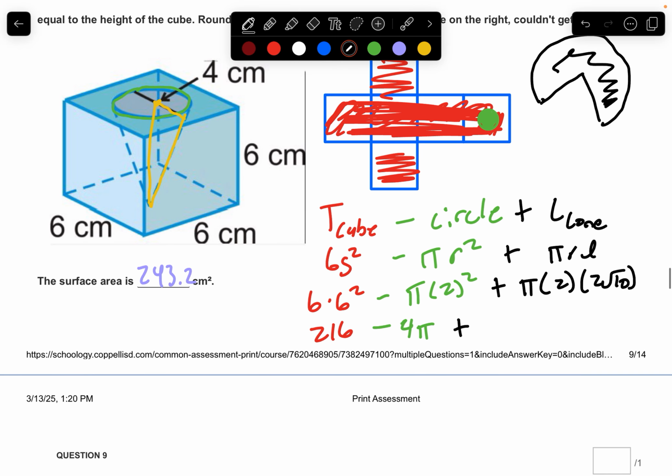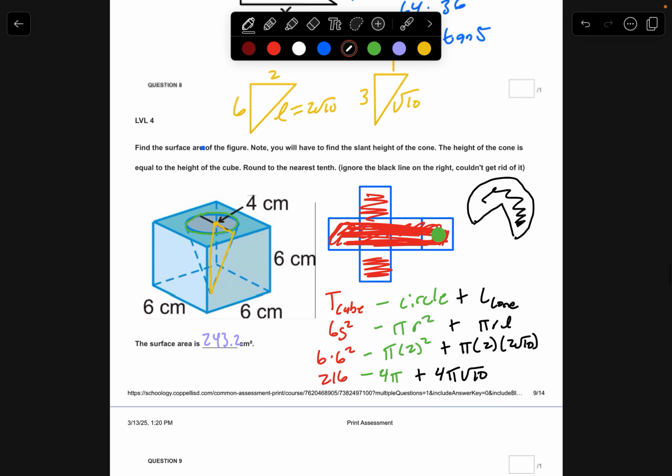Now, if you have a calculator, of course, you can just type it in. But we got to learn how to do good math. But that's going to be 4 pi root 10. And actually, those are unlike terms. So that's just the answer. You would just leave it like that. But they did ask us to round it. Let me type it in to make sure I got the right stuff. I have 216 minus 4 pi plus 4 pi root 10. And I get 243.2 when I round it. Yes.